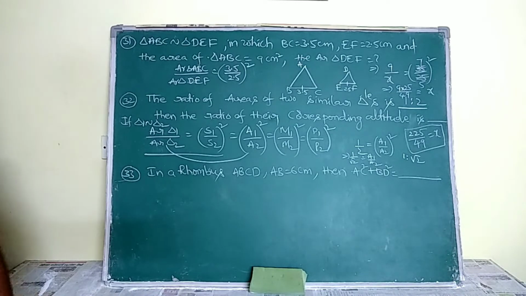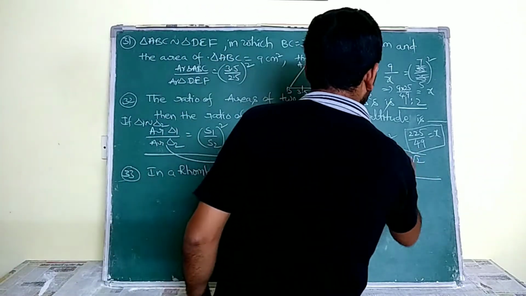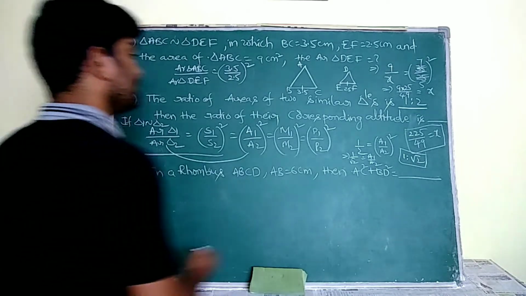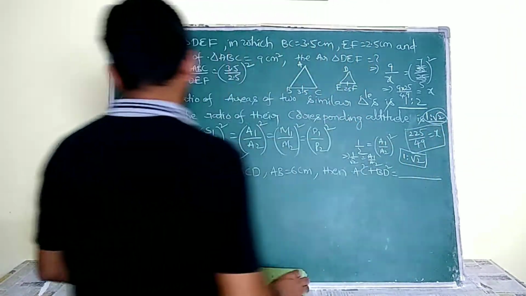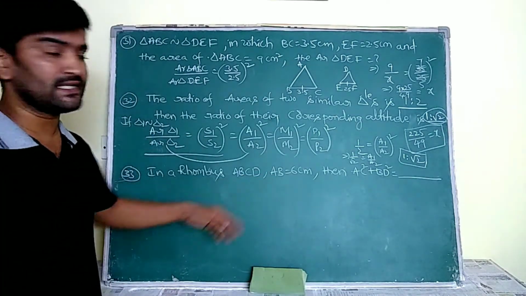So that is why we are going to write the ratio of altitudes is 1:√2. Okay? Ratio of altitudes is 1:√2. Here you have to write 1:√2. Okay, now in the rhombus ABCD, AB is equal to 6 centimeters.